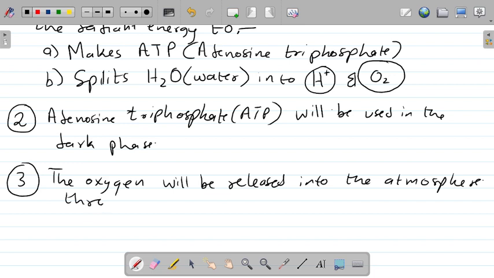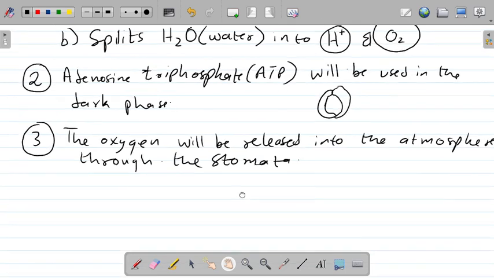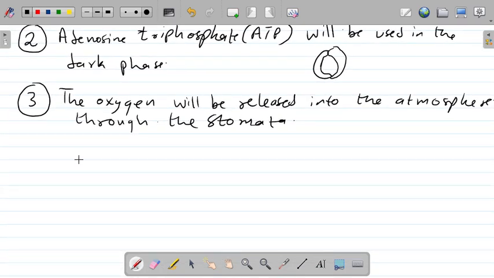Through what? How does oxygen leave the leaf? Which pores are used for gaseous exchange? The one made up of two guard cells like this. What do we call them? Stoma. The stoma, or many stomata. Great. Good answer.